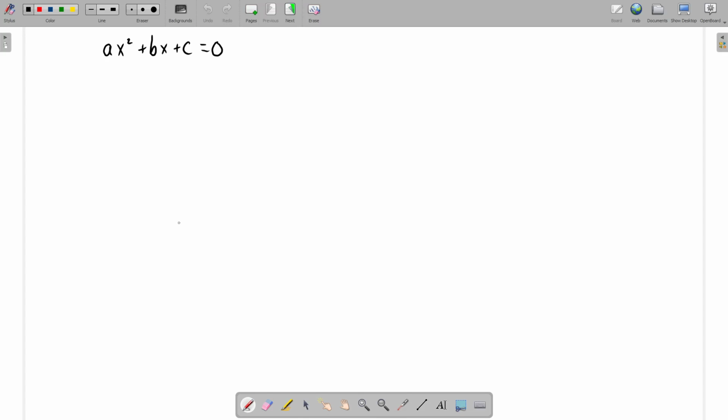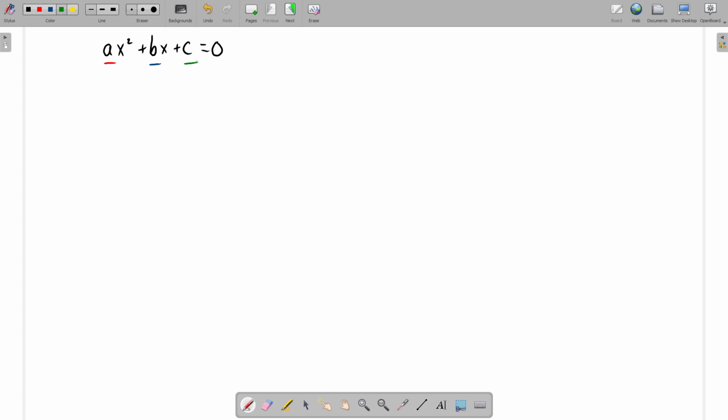So the first thing I want to do is look at where the quadratic formula comes from. And to do that, we're going to take a standard form quadratic, meaning we have this quadratic that is ax squared plus bx plus c. And we set it equal to 0, and we're going to derive the quadratic formula.